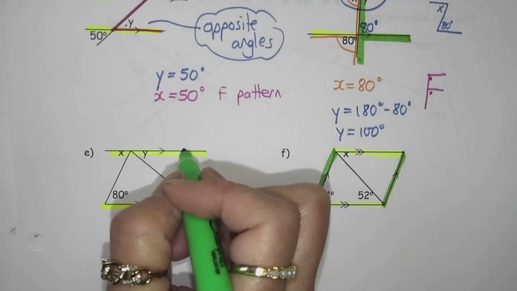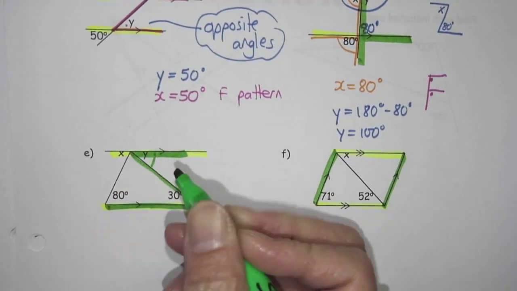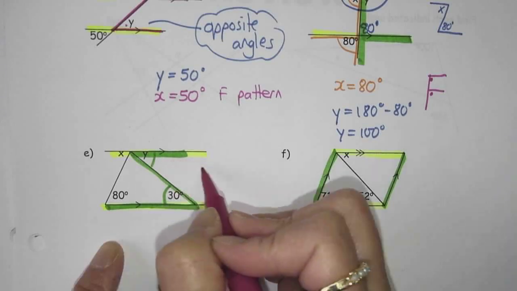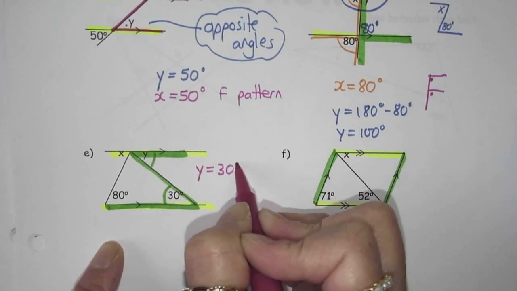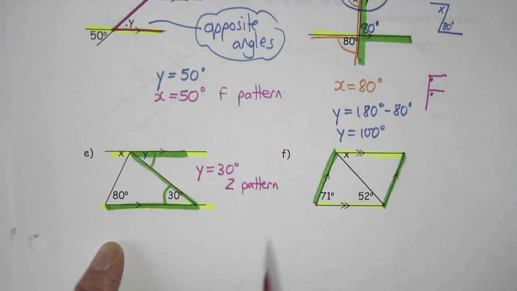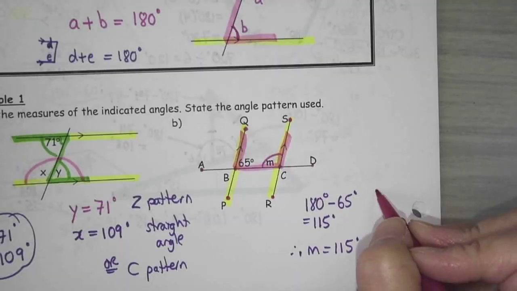So if you do this and we go connect, connect, connect, and you can use highlighters, these alternate angles, right, those two opposite corners there, not opposite, but alternate corners, will tell you that Y will equal 30. And that's a Z pattern. You don't have to give the reason. I believe in this question I asked you to state the reasons here, so this one would have been C pattern.